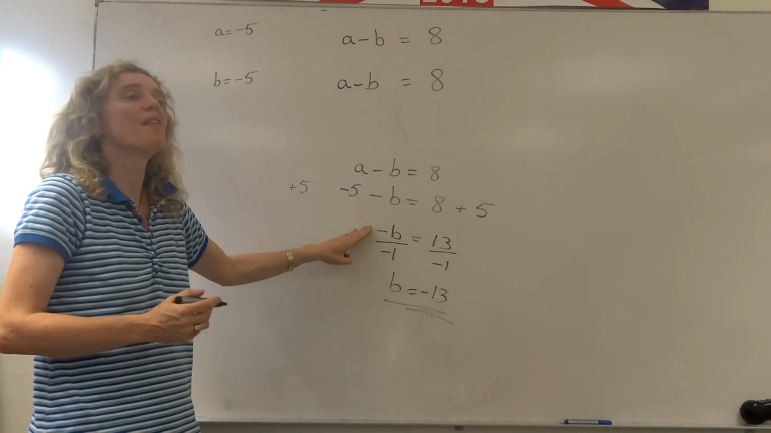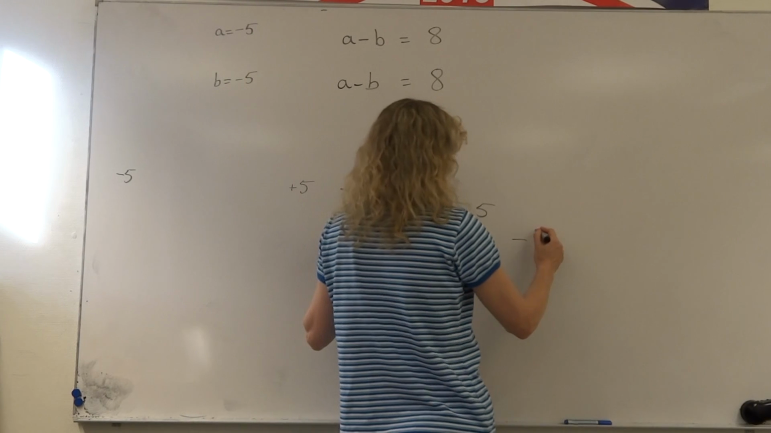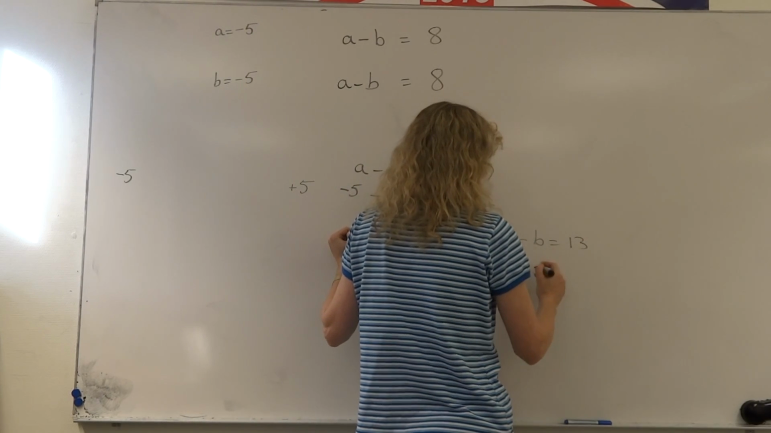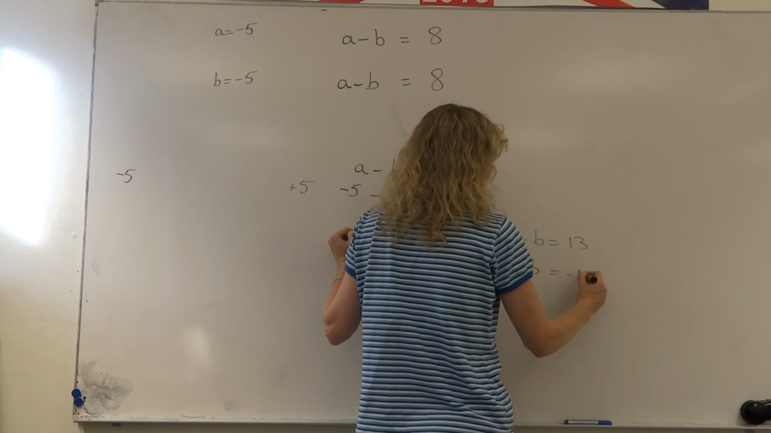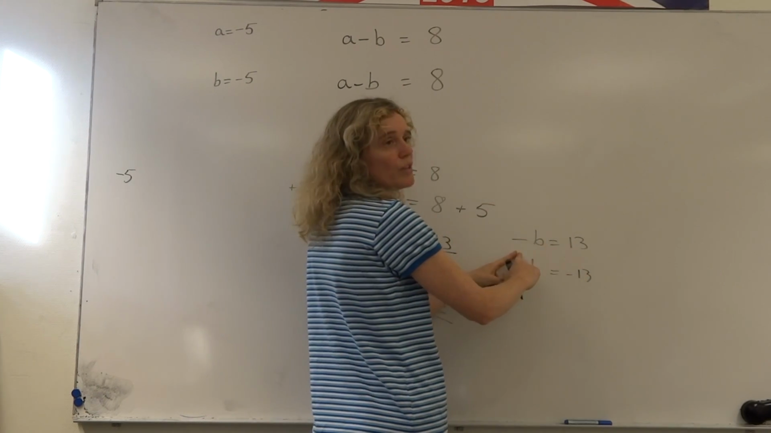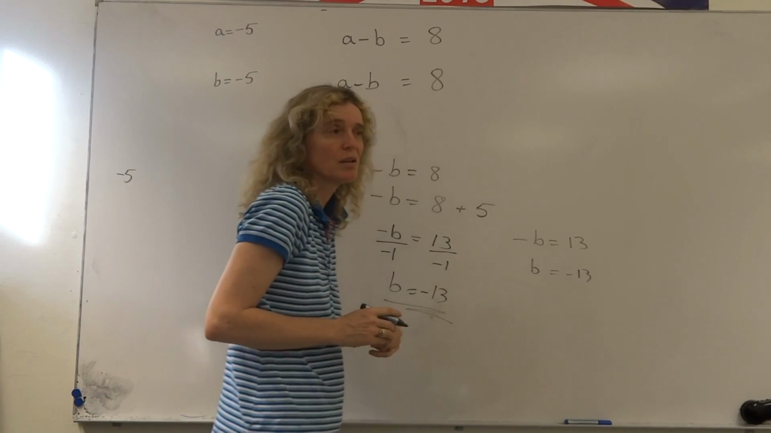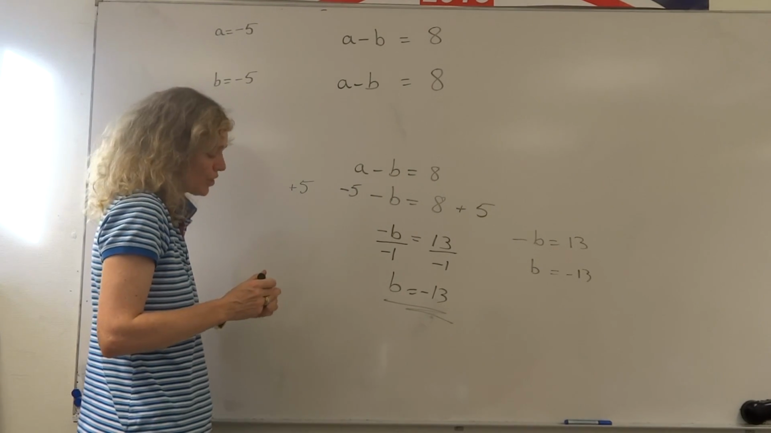So once you've done these a few times, you'll get to realize that if minus B equals 13, then plus B would equal minus 13. You actually just move the negative number over to the other side. So this is our first solution, minus 13.